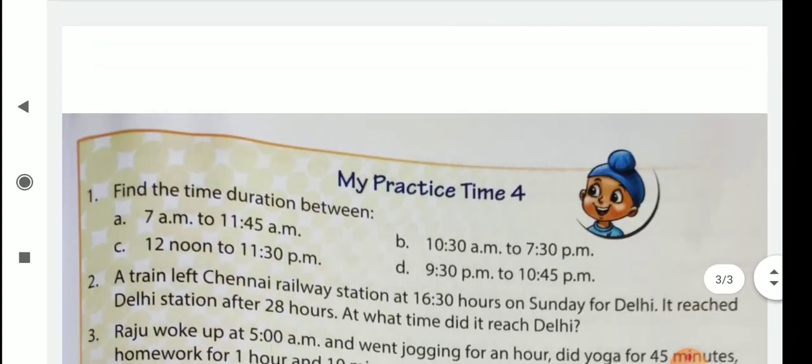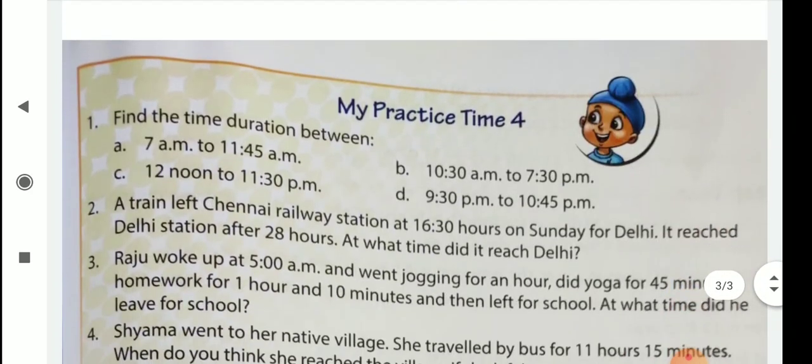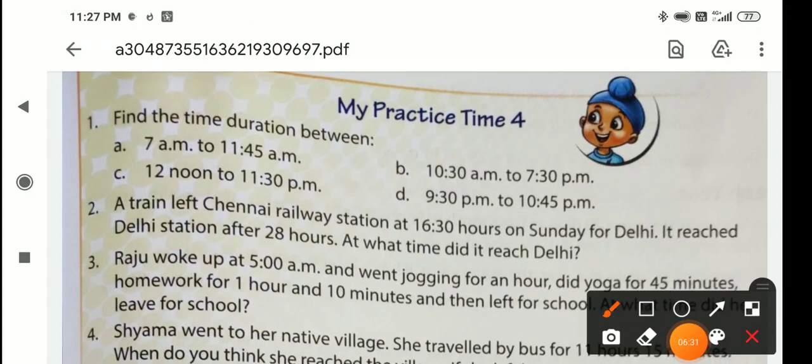Then comes my practice time 4. Here children, you remember only one number is your homework. Only one number. Find the time duration between 7 am to 11:45 am. So here we subtract 11:45 am minus 7 am. Then we get how much? 4 hours 45 minutes.